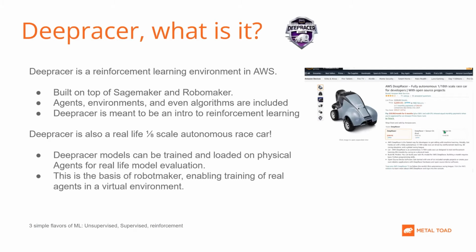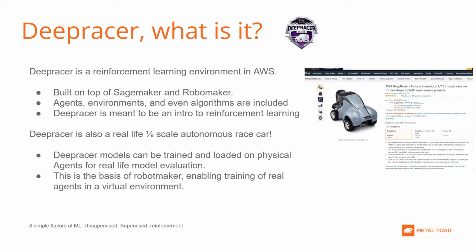We decided to do our hackathon around reinforcement learning. And specifically, we chose DeepRacer. So DeepRacer is a reinforcement learning environment built in AWS. It sits on top of SageMaker and RoboMaker. And it's kind of all batteries included. So you have agents, environments, and algorithms, all kind of the recipes for doing reinforcement learning.